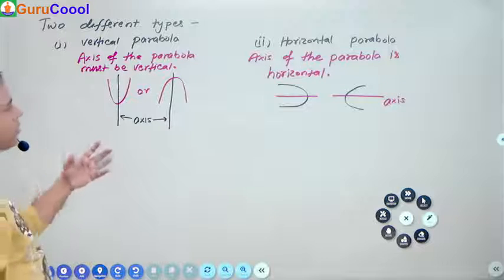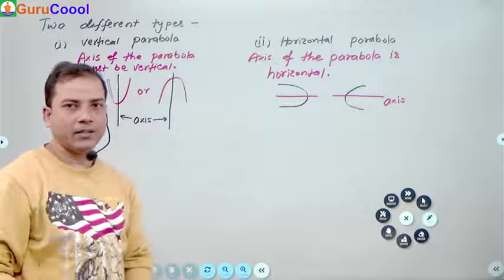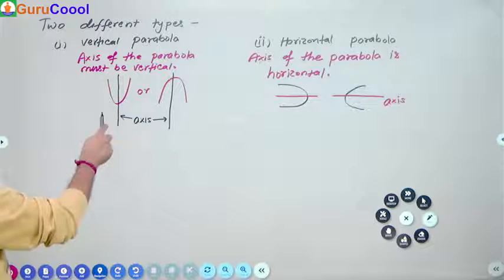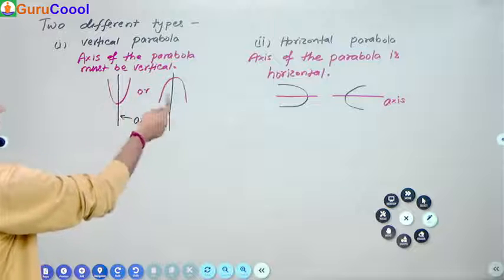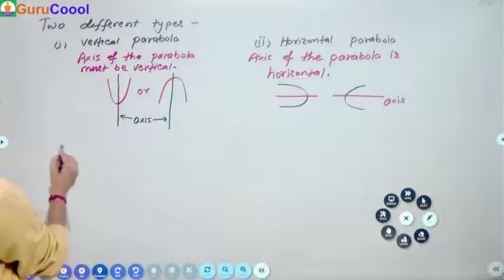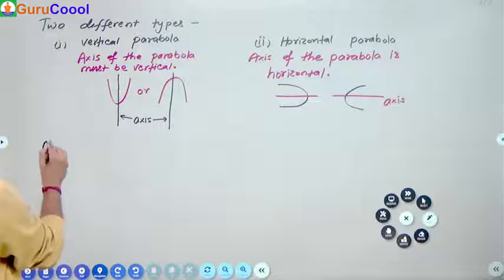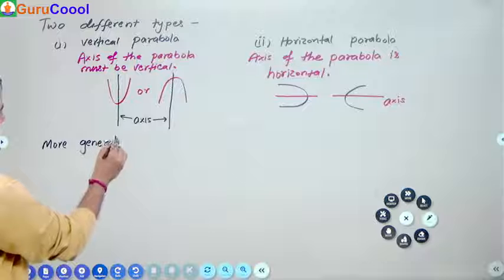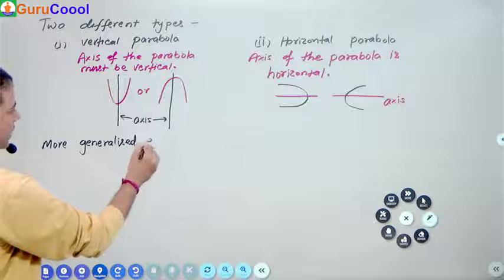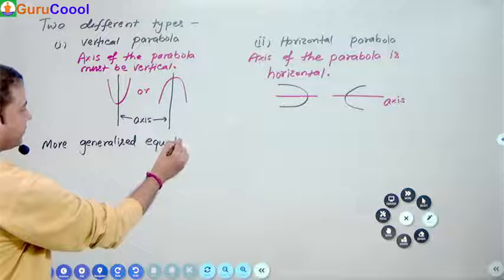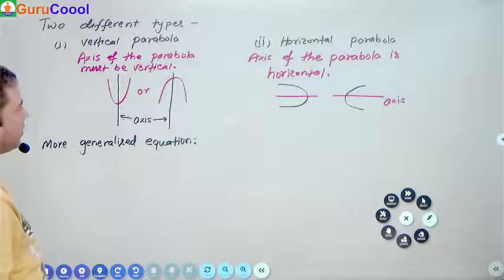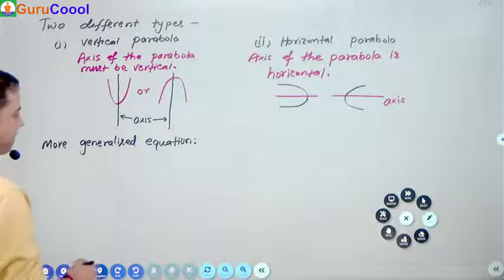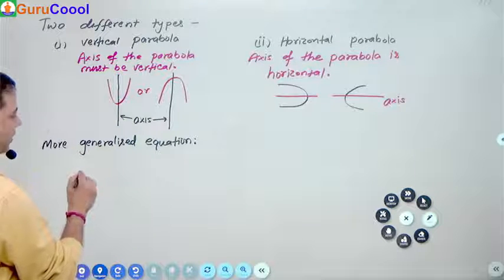Now, I'm going to introduce the more generalized equation of these two parabolas. Since these two are opening up or down, these are vertical. More generalized equation. Remember that if it is a vertical parabola, square will be always over y.